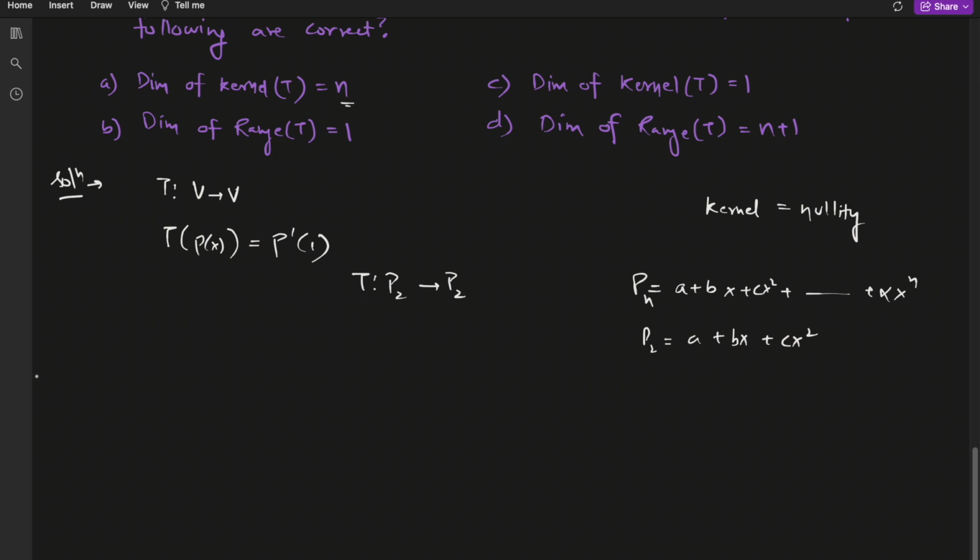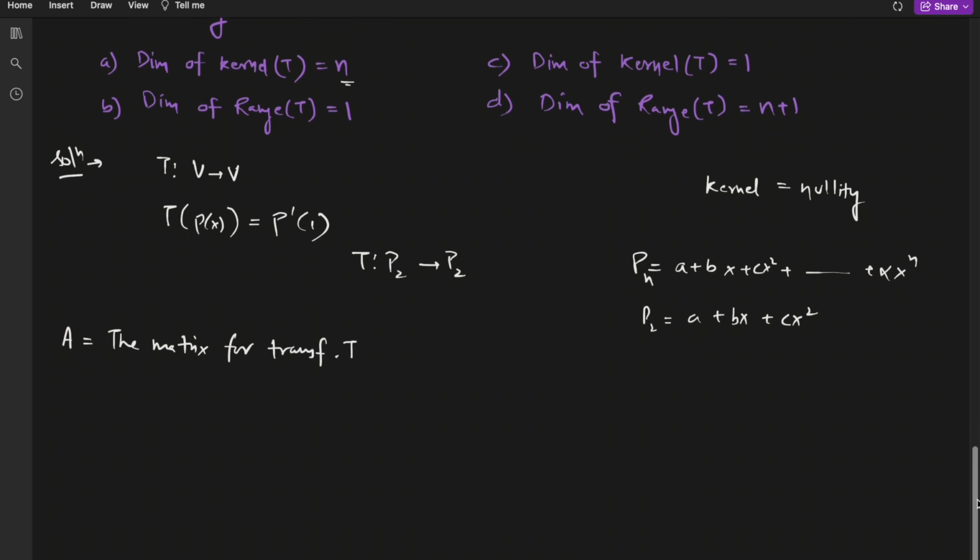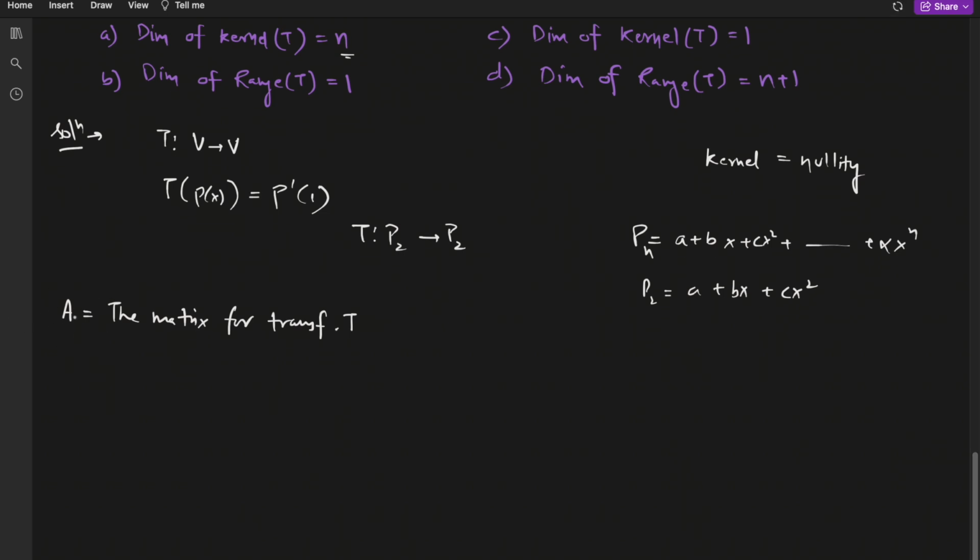Now we need to find the rank and nullity of this transformation. A is the matrix for transformation T. So we need to find the rank and nullity of A. That would be the same as the rank and nullity of T. So I have already told you that because this is P2 to P2, right? So here n is 2. We have taken n is 2.